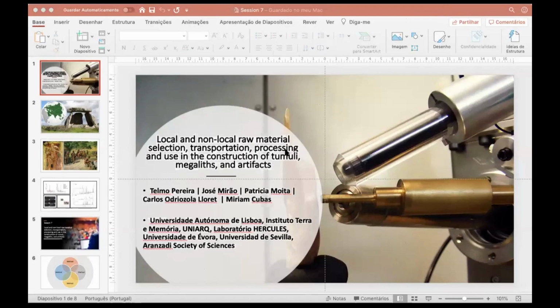This session is entitled Local and Non-Local Raw Material Selection, Transportation, Processing and Use in the Construction of Tumuli, Megaliths and Artifacts. I will talk on behalf of my colleagues, José Mirão from University of Évora, Patrícia Moita from University of Évora, Carlos Odriozola from UNIARQ and the Universidade de Sevilha and Arazandi Society of Science, and Miriam Cuba, also from UNIARQ.